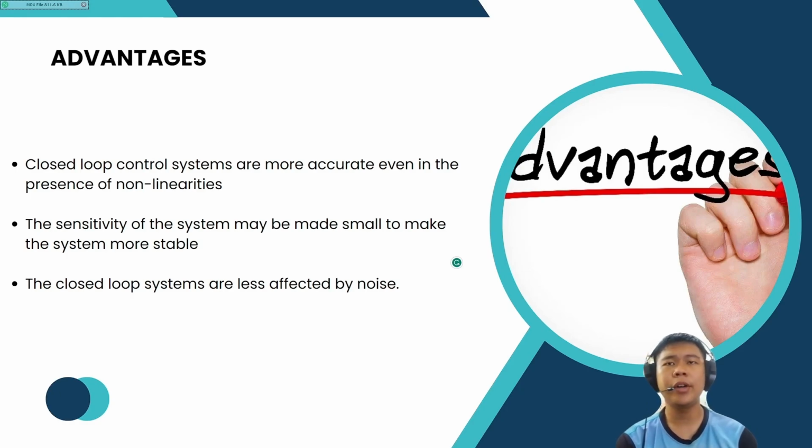Every system will have advantages and disadvantages. First, I will tell about the advantages of the closed loop system. Closed systems are more accurate even in the presence of non-linearity. Second, the sensitivity of the system may be made small to make the system more stable. Third, closed systems are less affected by noise.